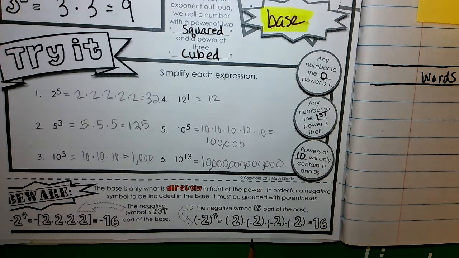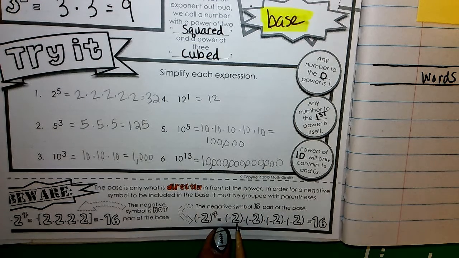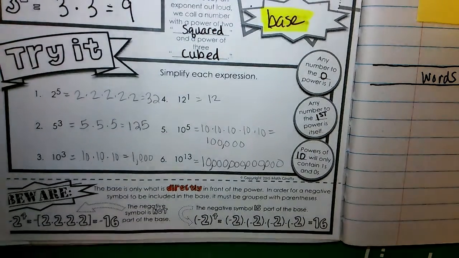When we have the negative symbol inside of the parentheses, like we have here, it is part of the base. Because of the parentheses, you are including it. So -2 times -2 times -2 times -2 is a positive 16. And that's definitely something that you want to keep in mind.